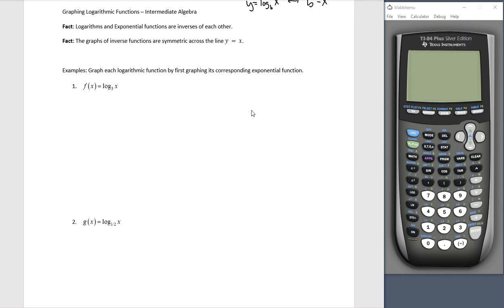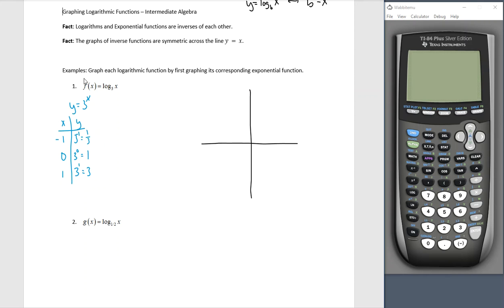So what we're going to do is graph each logarithmic function by first graphing its corresponding exponential function. All right, so let's get us a nice little grid. Let's start with the corresponding exponential function, base of 3. Here's what I know, and we're going to take the three easiest values, -1, 0, and 1. 3 to the -1 is 1/3. 3 to the 0, anything other than 0 raised to the 0 power is 1. And 3 to the first is 3.